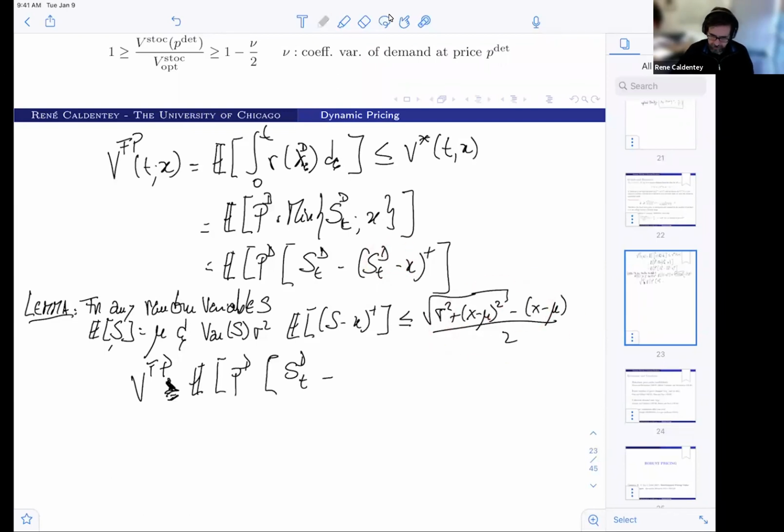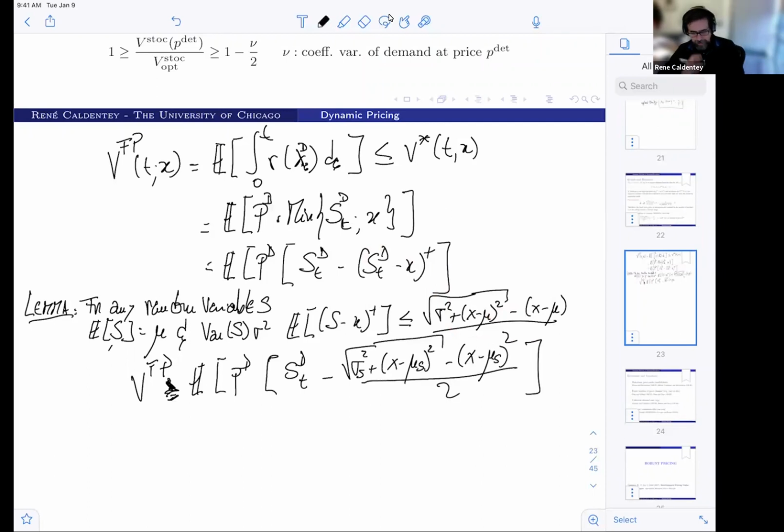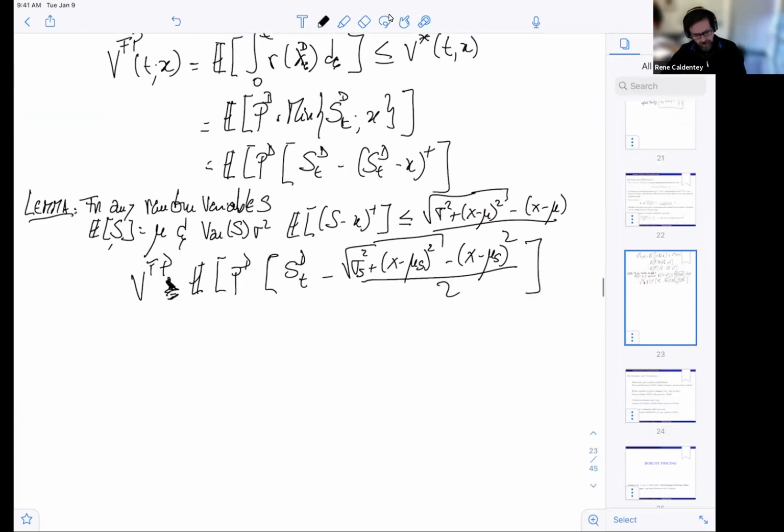And so we're going to get this lower bound. And so it would be the square root of sigma square of that S, I'm going to put it here, minus X minus mu S, which is the sales process, square, minus X minus mu S, divided by 2. And then, this is where I'm going to stop. Basically, I'm going to leave it here.